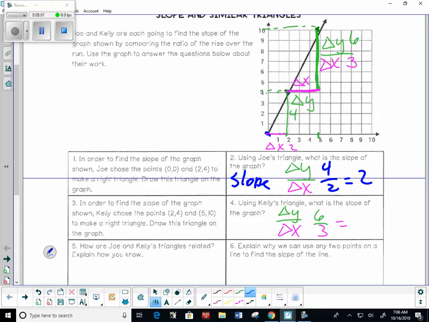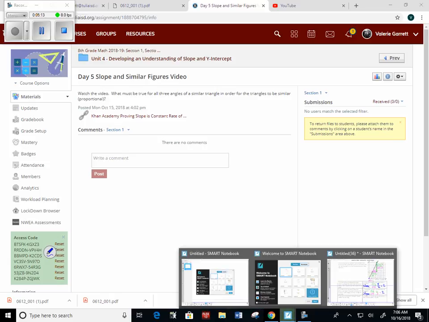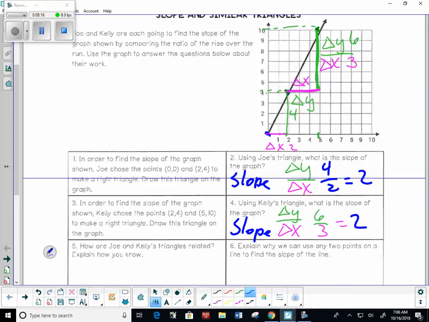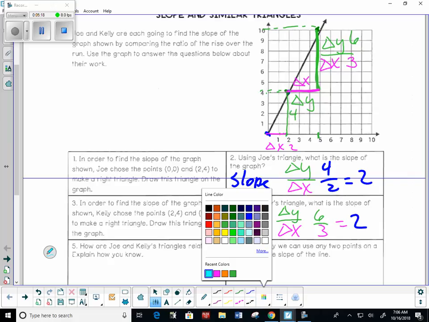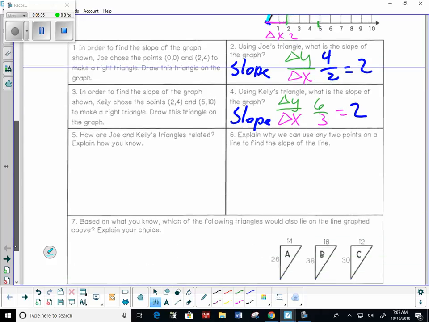So our slope equals 2. You can see that the slope for each of these triangles is exactly the same. The slope here is 2, and the slope there is 2. So our constant rate of change, the change in y over the change in x, for any interval on our linear graph should be equivalent. Okay, so I'm going to let you guys fill out the rest.